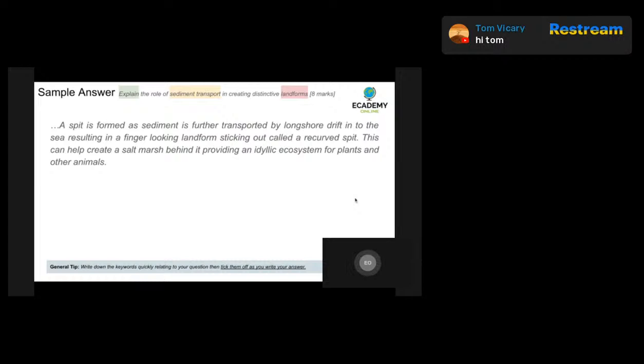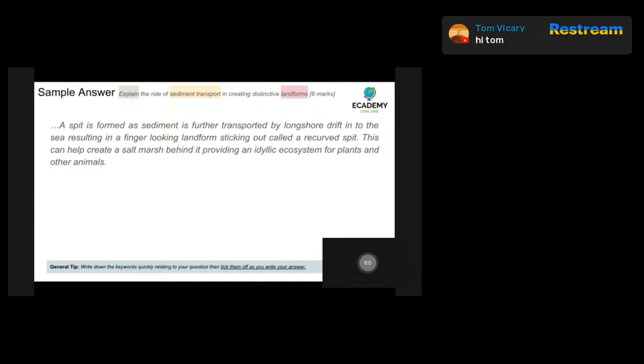A spit is formed as sediment is further transported by longshore drift into the sea, resulting in a finger-looking landform sticking out called a recurved spit. This can help create a salt marsh behind it, providing an idyllic ecosystem for plants and other animals.